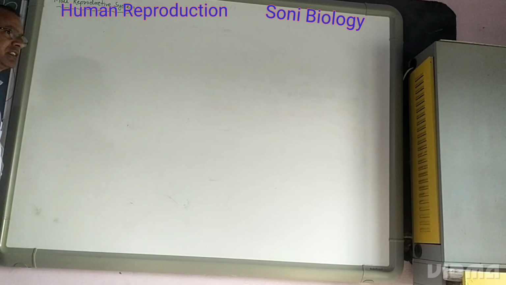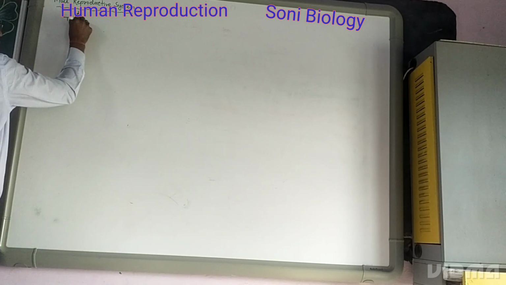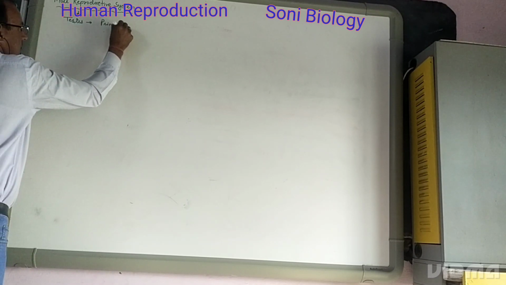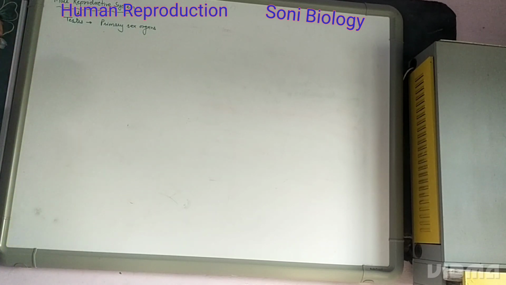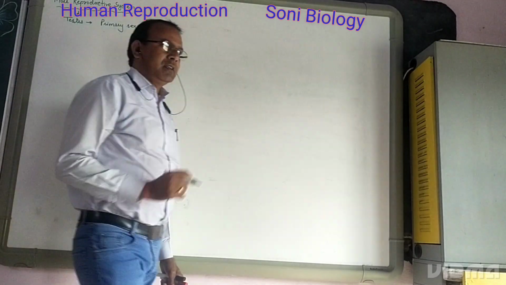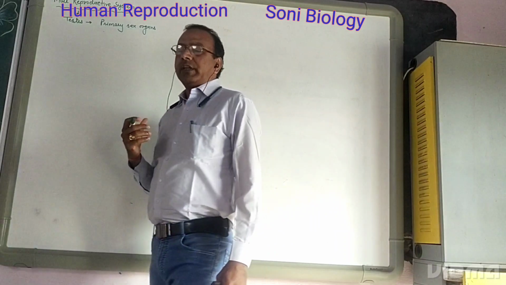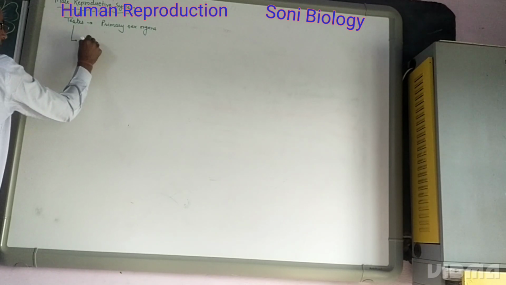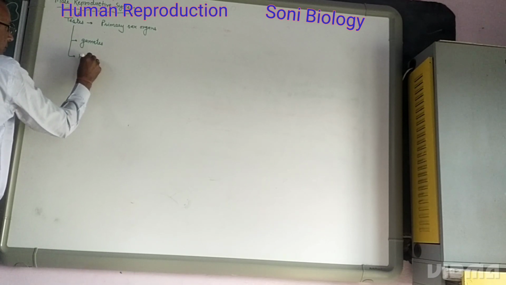The male reproductive system consists of a primary sex organ called the testes. So we can say that the testes are primary sex organs which perform dual functions: gametogenesis, which means formation of gametes, for example sperm, and the second one is hormones. Testes produce gametes and hormones.